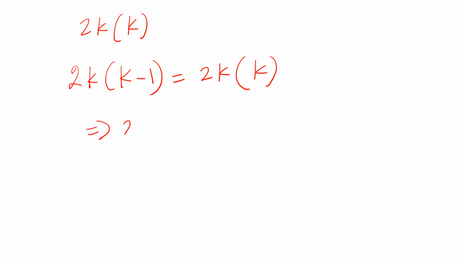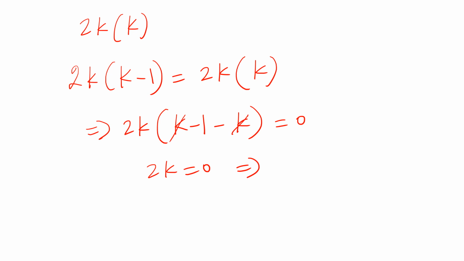So this implies 2k comes common. Inside the bracket we get k minus 1 minus k, and this must be equal to 0. Now from here we get 2k equal to 0 or k equal to 0. So this means the continuity for the function f(x) may be possible only for k equal to 0. At all other values of k, the function f(x) is clearly discontinuous.